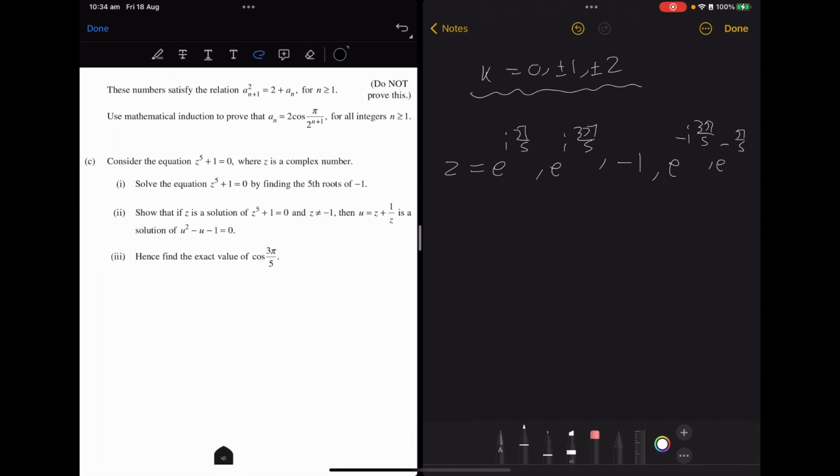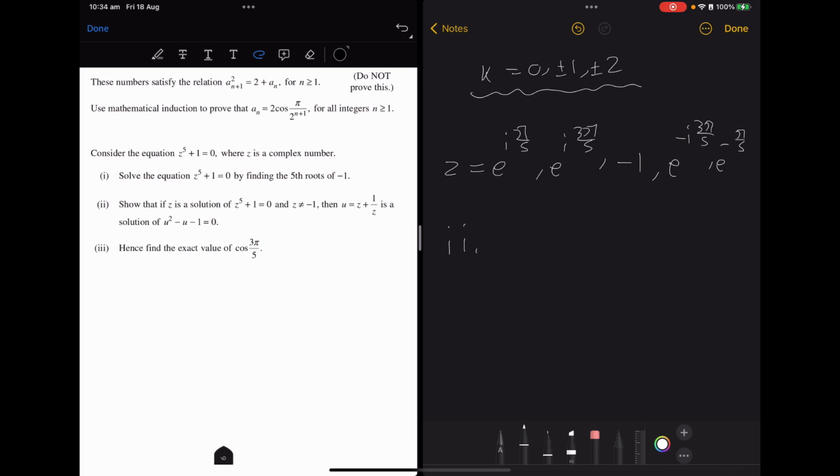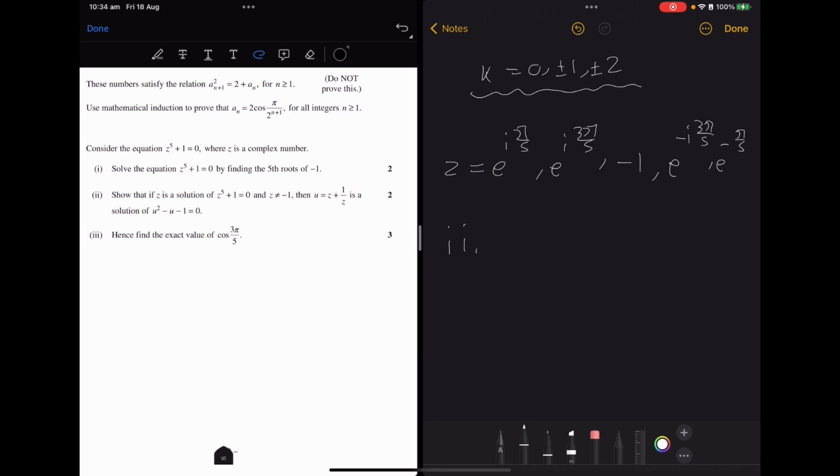So next, for part 2, we have: show that if z is a solution of z to the 5 plus 1 equals 0, and z does not equal negative 1, so not that, but one of these four, then u equals z plus 1 over z is a solution of u squared minus u minus 1 equals 0. Bit of a weird one.